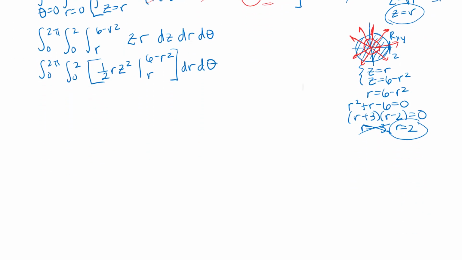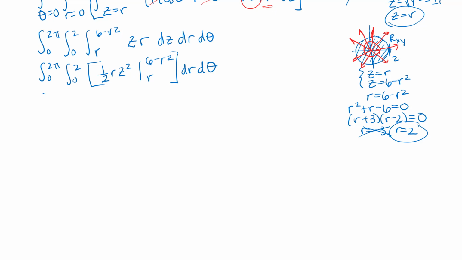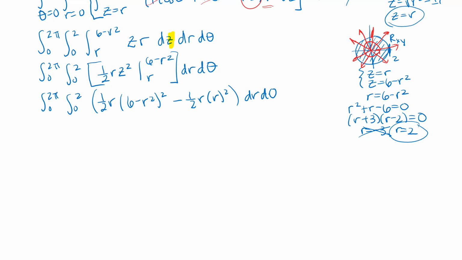When I evaluate that, I'll still have these outer limits of integration, and I'll plug in. These are going in for z. Remember, that was a z on my inner integral, so that last integration was with respect to z. So 1/2 r times the quantity 6 minus r squared, squared, and then minus 1/2 r times r squared. And I'll write down my differentials here just so I have good notation.